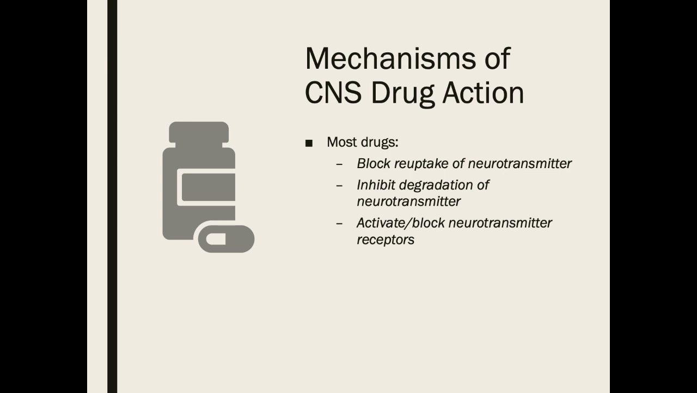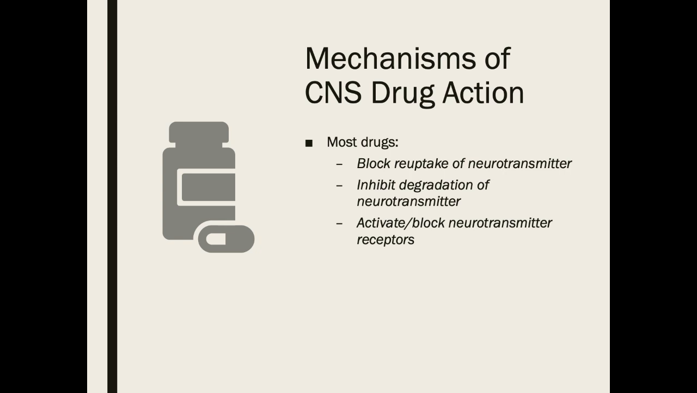So we can block the reuptake, for example, of serotonin. We can have an SSRI, a selective serotonin reuptake inhibitor. And by doing that, this indirect acting medication, we are blocking the reuptake of that serotonin, so there's more serotonin in the synapse for it to activate, to stimulate those receptors a little bit more. So we can do that indirectly.